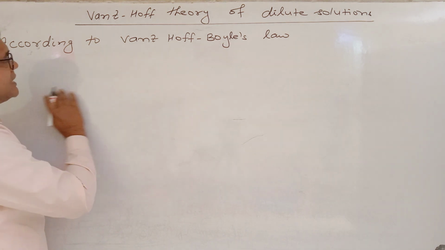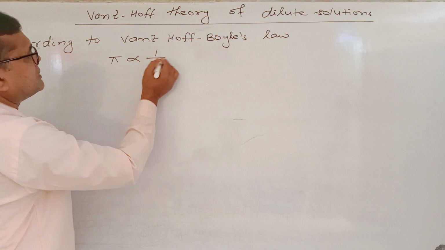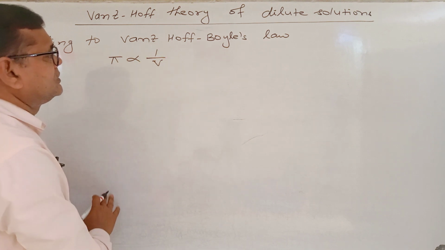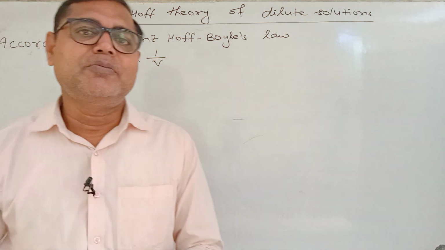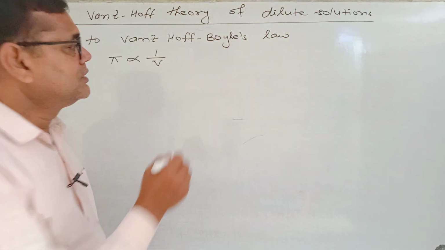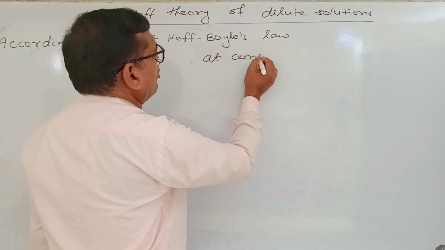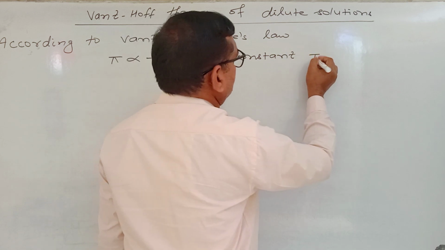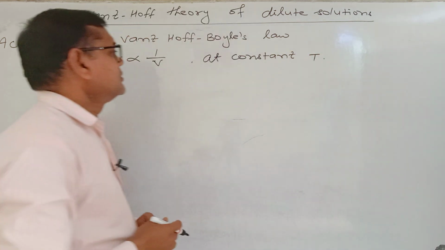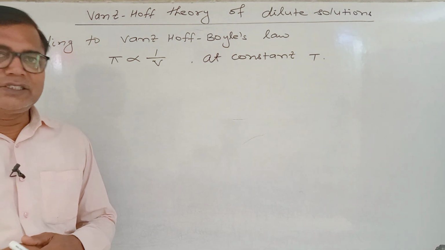The expression is pi inversely proportional to V. Here we write pi inversely proportional to V at constant T. We studied this yesterday.